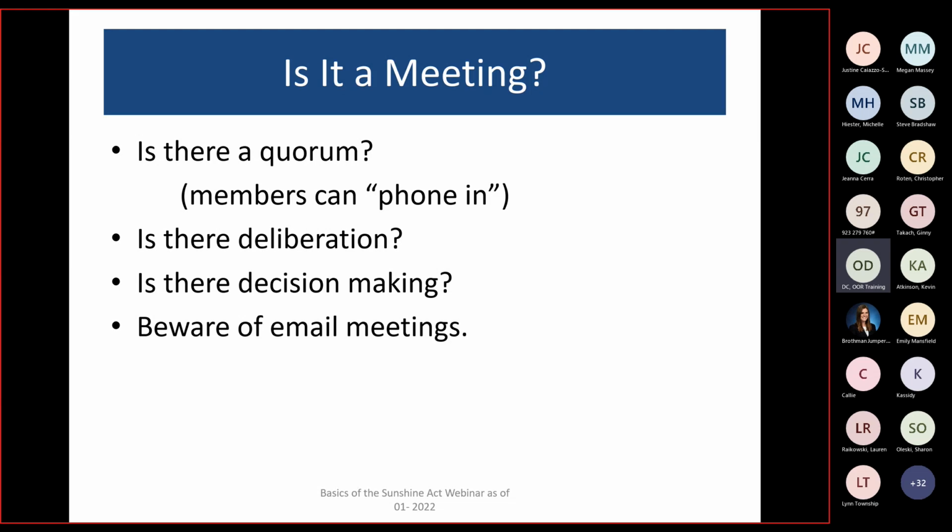Okay, so the question comes up, and we get this every now and then, phone call. Say, I saw my township supervisors down at the restaurant the other morning. They were having breakfast. Isn't that illegal? Well, the answer is no. It depends on what they're talking about.